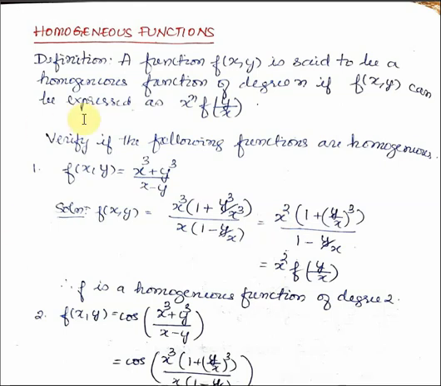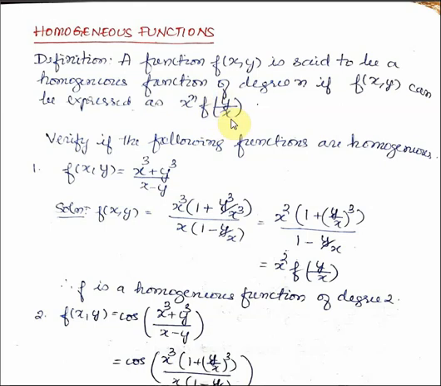Hello all, welcome back. The next topic we have is homogeneous functions. A function f of x, y of two variables is said to be a homogeneous function of degree n. For a homogeneous function, we define something called a degree also. If f of x, y can be expressed as x power n into some other function, I can take it as g also, f of y by x.